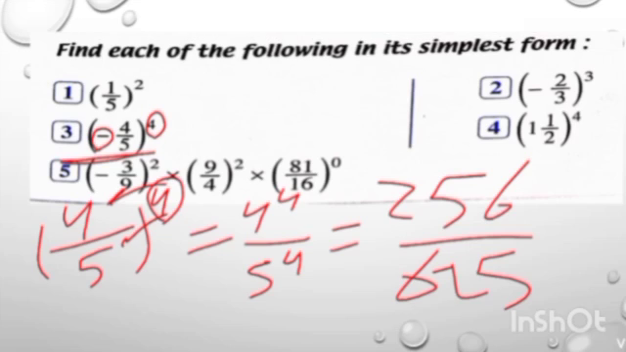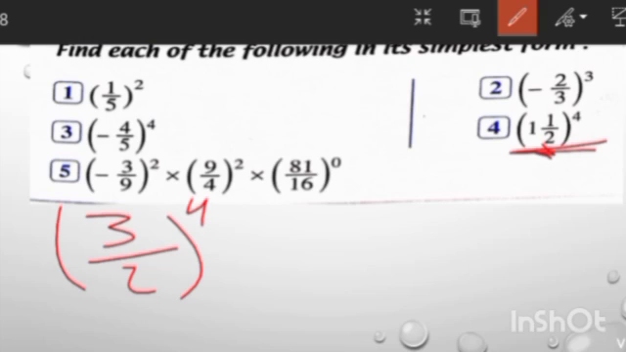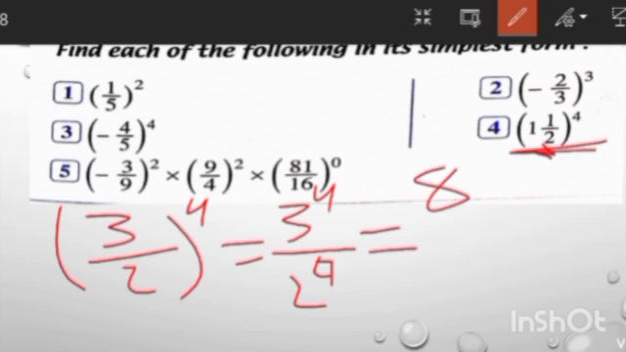Okay, number 4, (1 and 1/2)^4. At first we convert the mixed number to an improper fraction. Then 1 times 2 plus 1 over 2. 1 times 2 equals 2, 2 plus 1 is 3. 3 over 2. Then (3/2)^4. Okay, we distribute the power. Then 3^4 over 2^4, it's equal to 81 over 16. 81 over 16 is the simplest form.